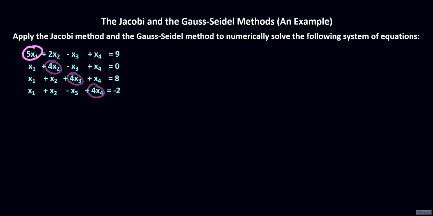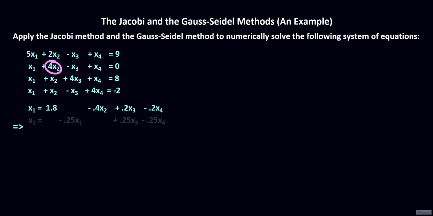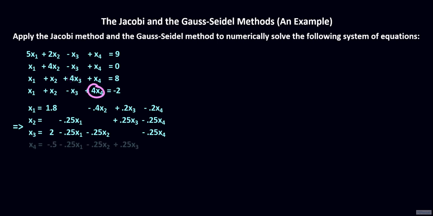We solve for x1 in the first equation, so that x1 equals 1.8 minus 0.4x2 plus 0.2x3 minus 0.2x4. We solve for x2 in the second equation, x3 in the third equation, and x4 in the fourth equation.